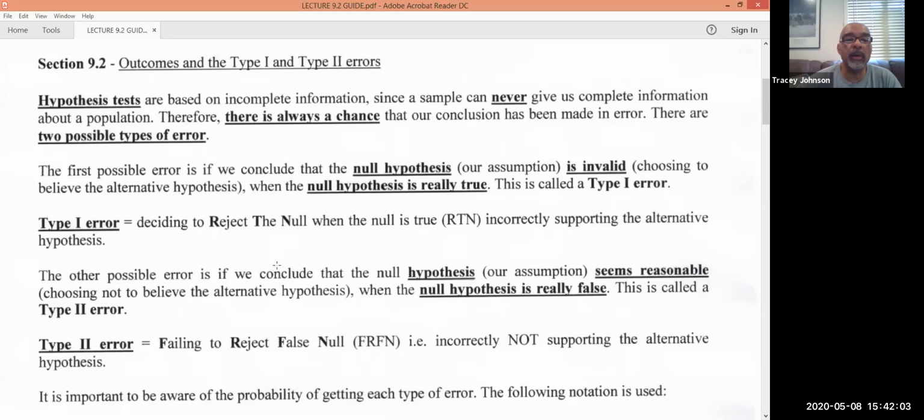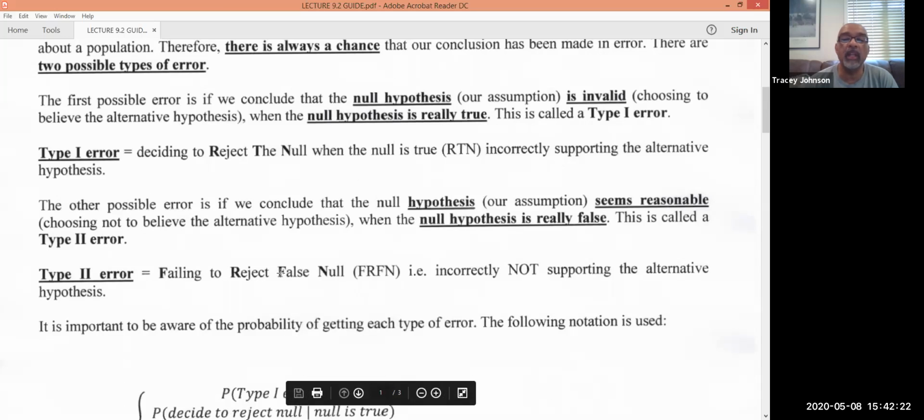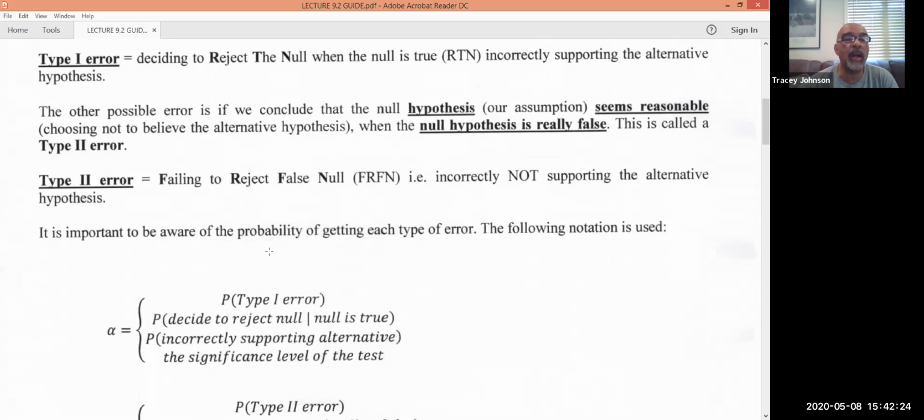The other possible error is if we conclude that the null hypothesis, our assumption, seems reasonable, choosing not to believe the alternative hypothesis when the null hypothesis is really false. This is called a type 2 error. So a type 2 error is failing to reject the false null, incorrectly not supporting the alternative hypothesis.